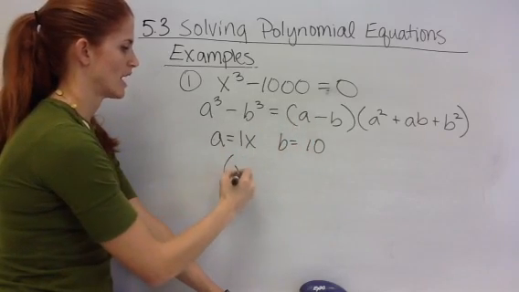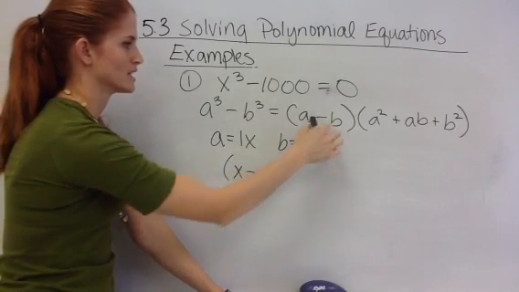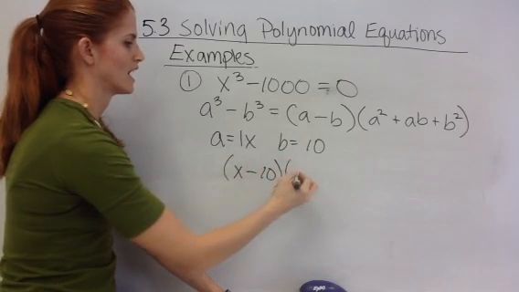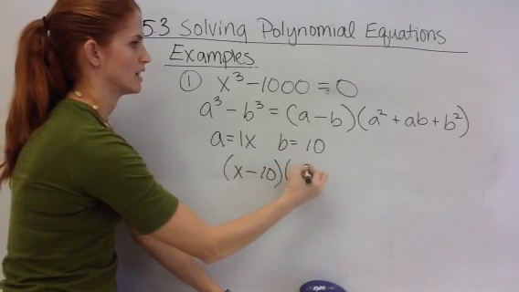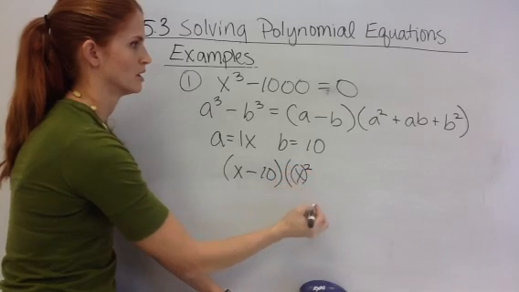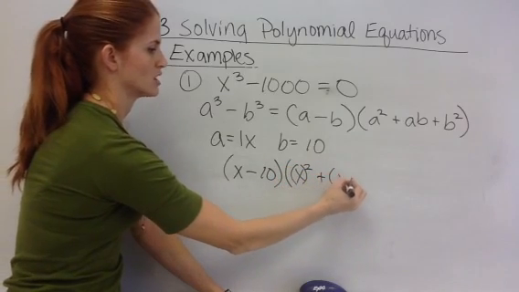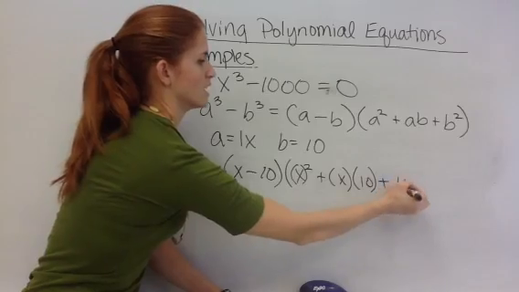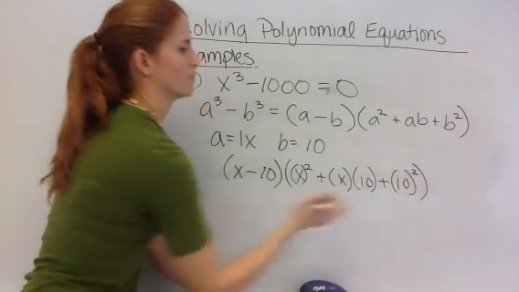So a is now x, b is now 10. Then over here, a is again x. We're going to take that and square it, this entire term. Then we're going to take a, which is x, multiply it by b, which is 10. And then we're going to take 10 and square it.